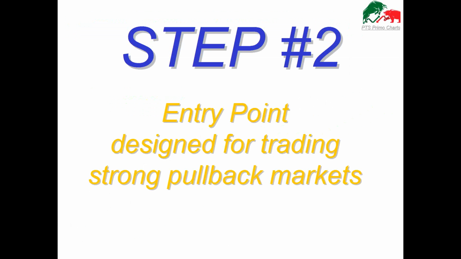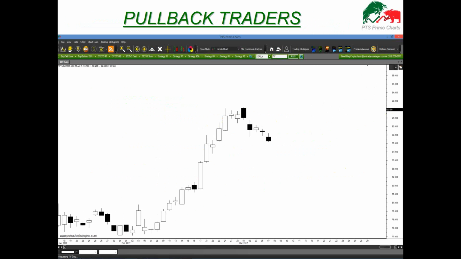I'm looking to fine-tune my entry at a lower price. I want to buy towards the low of a pullback, and I want to sell towards the high of a pullback. Well, this is where step number 2 comes in, because it's designed specifically for trading strong pullback markets. Let me show you how.